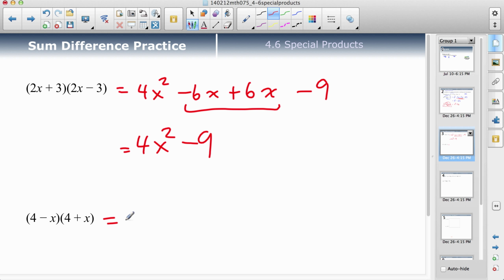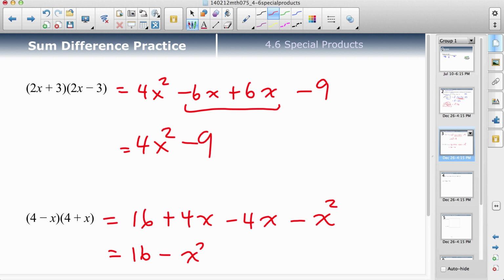This one I just changed the order of them, that's fine, but I'd get 4 times 4 is 16, I'd get plus 4x, and then a minus 4x, and a minus x squared. So these two terms, again in the middle, because these are conjugates, they will cancel out to be a 0, so I'll have 16 minus x squared.